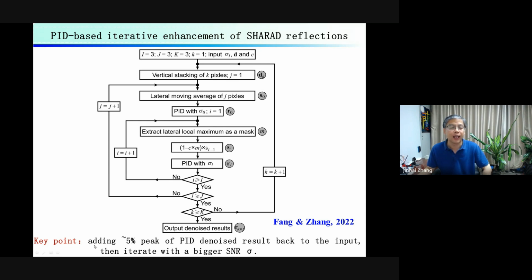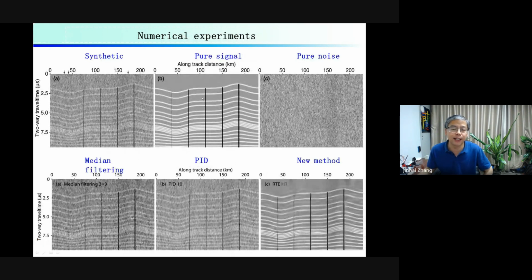So the key point is adding a small percentage of the peaks of the PID denoised result back to the input or original data. Then the iteration can obtain a much bigger SNR. That will be greatly helpful to improve the signal to noise ratio. Here is the perfect data, and here is the speckle noise data directly copied from the SHARAD data before the ground surface reflection. And we can see this is the input, made by adding B and C.